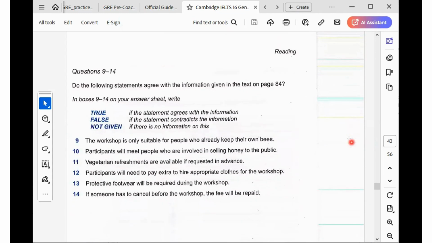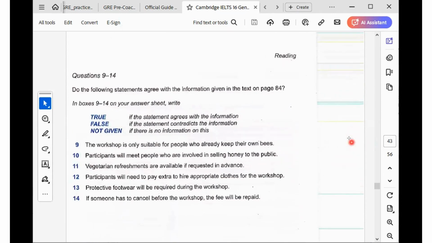Question 9 is true, false, not given. How do we deal with true, false, not given? The same strategy. Read through the statement and identify keywords. And then go to the passage and begin to focus, analyze and take it one at a time. As you do that, pay attention to paraphrases. What did I say? Pay attention to paraphrases. That's extremely important.